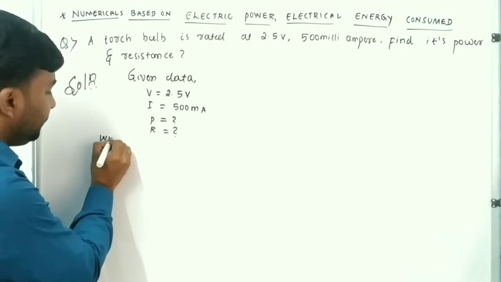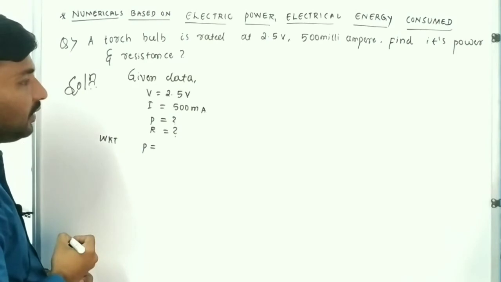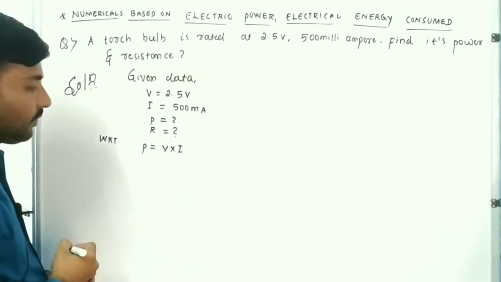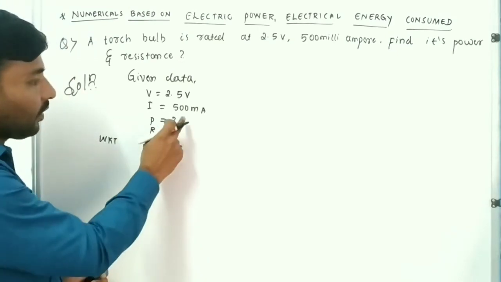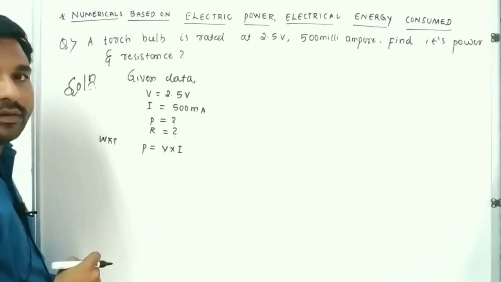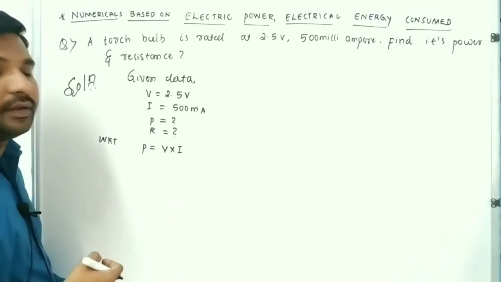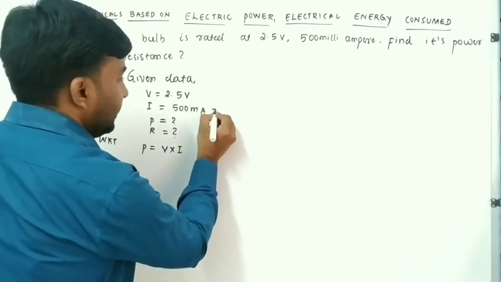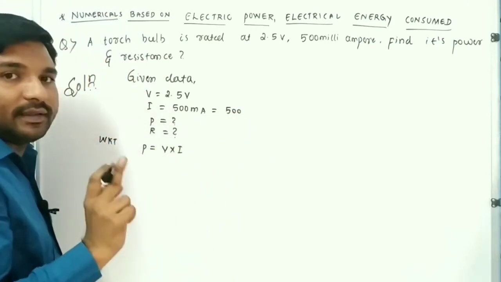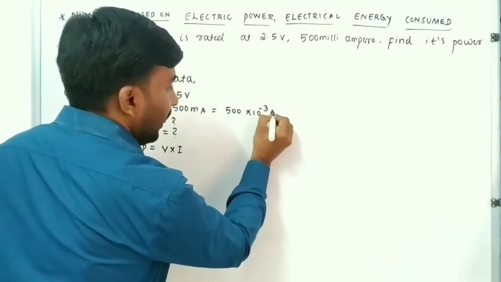We know that power is equal to V into I, right? Now look here. The value of current is given in milliampere. So here we need to convert this milliampere to ampere. This is equal to 500 as it is. Milli means it is 10 raised to minus 3, so 10 raised to minus 3 ampere, right?